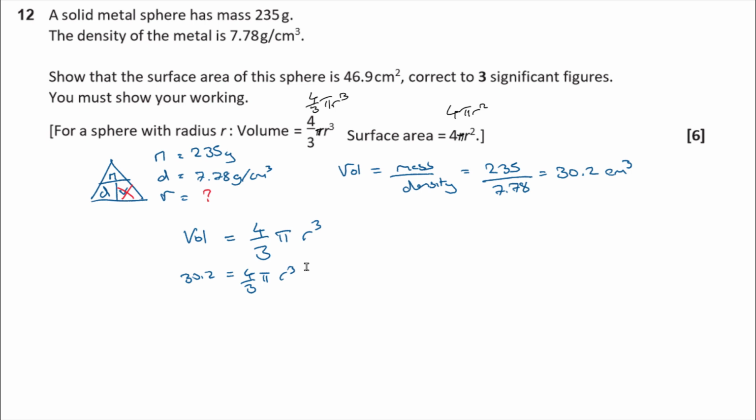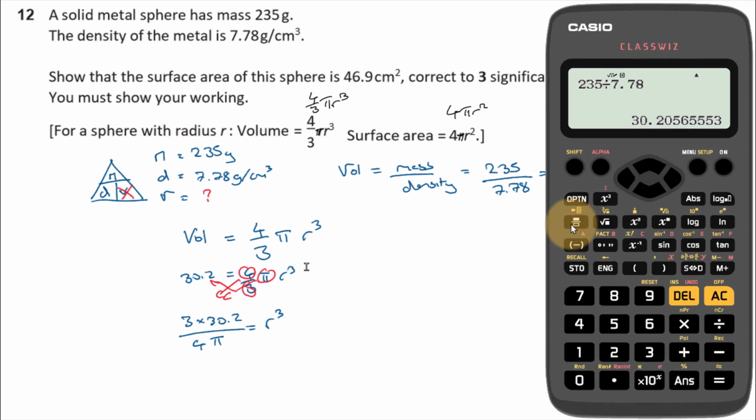Now we're going to do some rearranging here. I'm going to cross multiply. The 3 will go up, the 4 will come down, and the pi will come down. Does that make sense? So we get 3 times 30.2 over 4 pi is equal to r cubed. Time to start putting that into the calculator. I'm going to take my previous answer, multiply it by 3, then divide it by 4 and divide it by pi. That comes out to be 7.21.